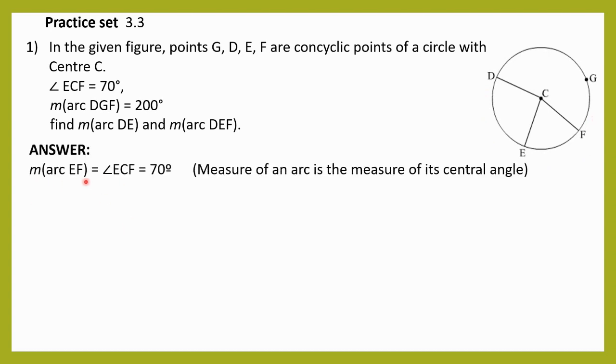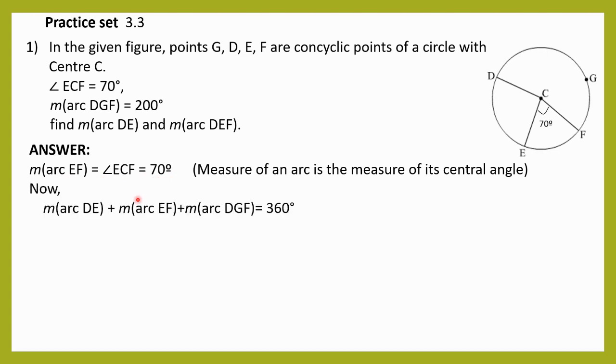Measure arc EF will be equal to angle ECF, and angle ECF is given to be 70 degree. The reason is that ECF is a central angle and the arc corresponding to the central angle is arc EF. The measure of the central angle is equal to the measure of its corresponding arc. Hence, we can say that measure arc EF is equal to 70 degree.